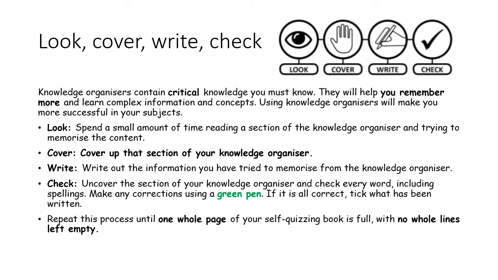So you uncover the section of the knowledge organiser and check every word, including the spellings. You make any corrections, probably in a green pen. If it's all correct, tick it. If not, you correct the mistakes. You then keep repeating this process, perhaps for a whole page, without leaving any empty lines. And in this practice, you are actively revising content.